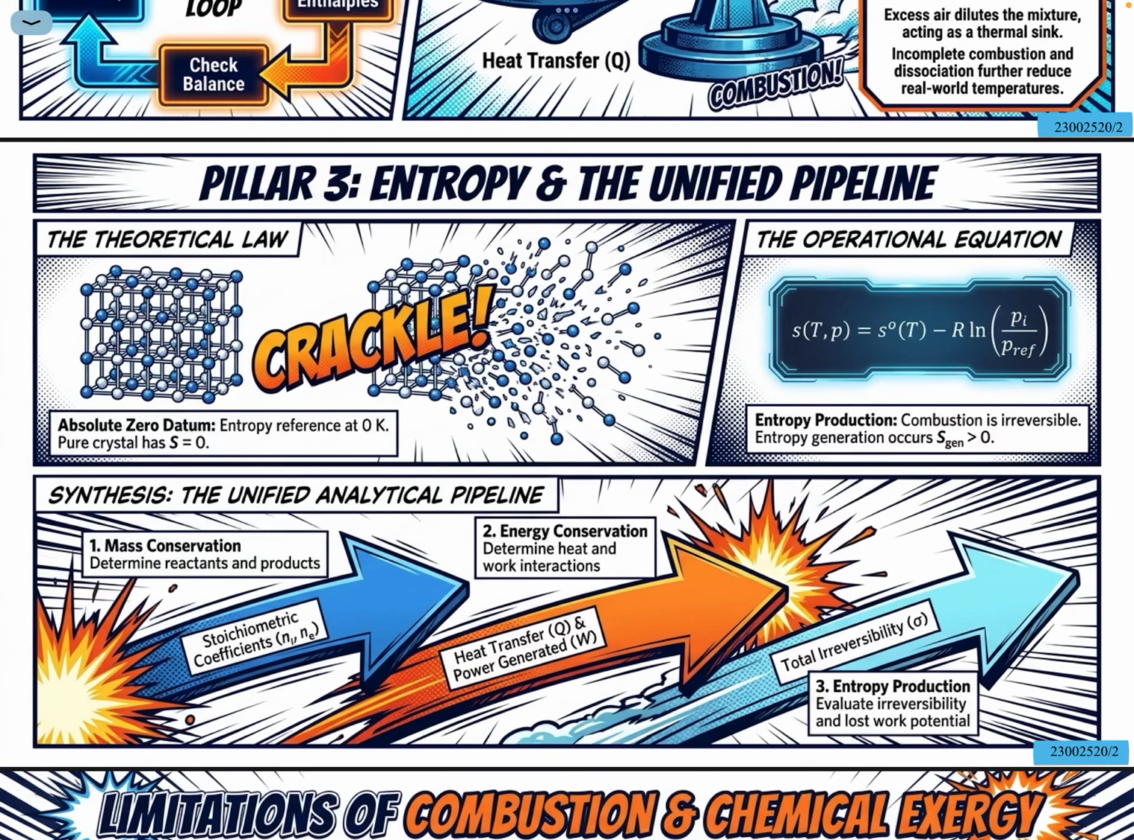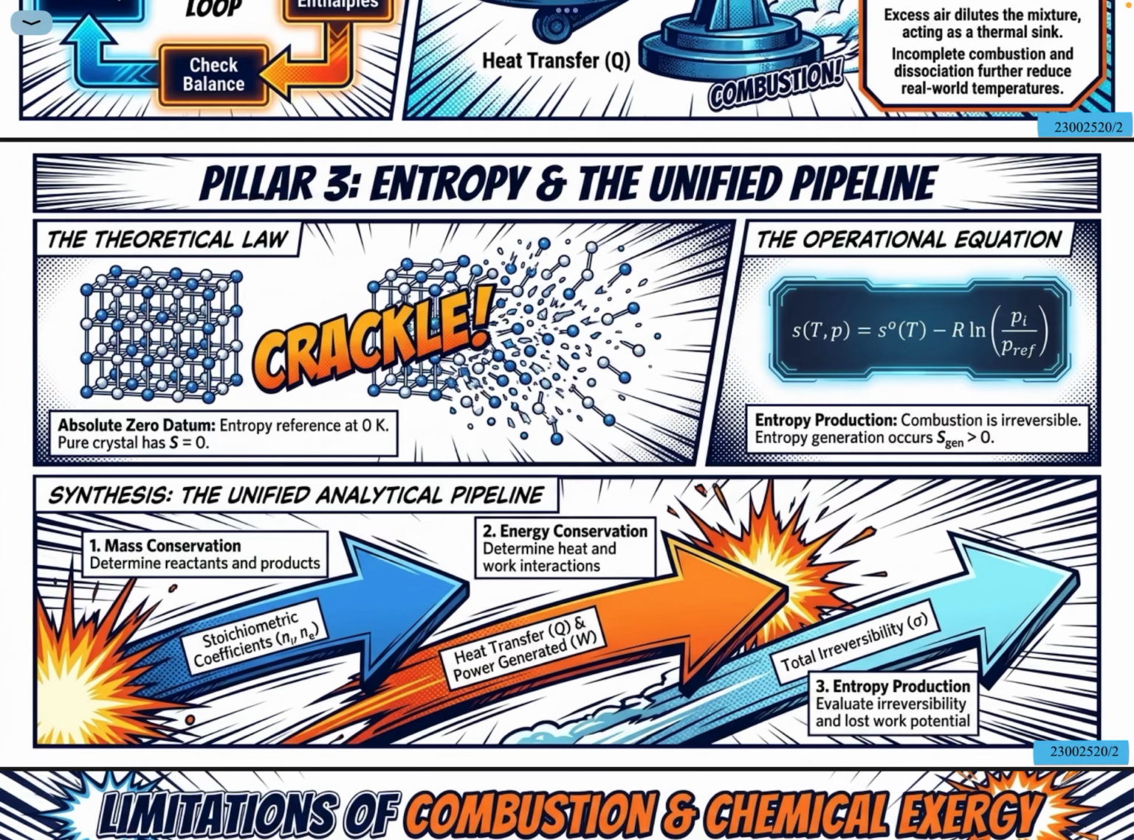According to the second law of thermodynamics, entropy generation can never be negative. This means not all energy can be converted into useful work. Some of it inevitably loses its work potential. Therefore, no real combustion engine can ever achieve 100% efficiency.